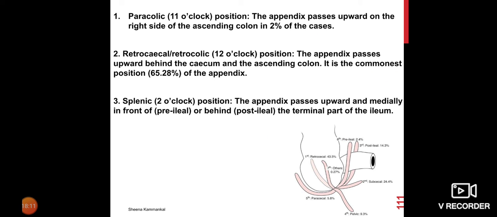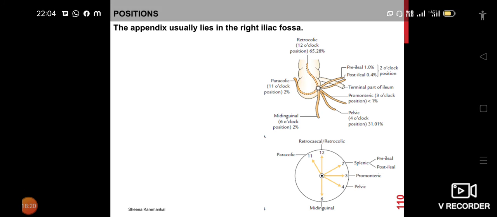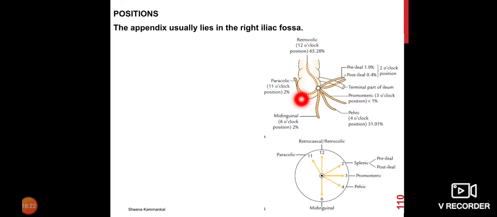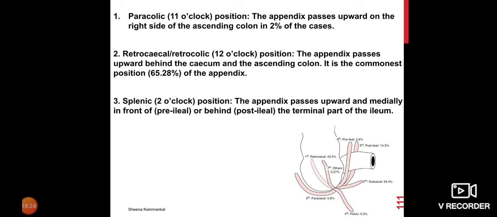The 11 o'clock position: the appendix passes upwards on the right side of the ascending colon. It is present in 2% of cases.